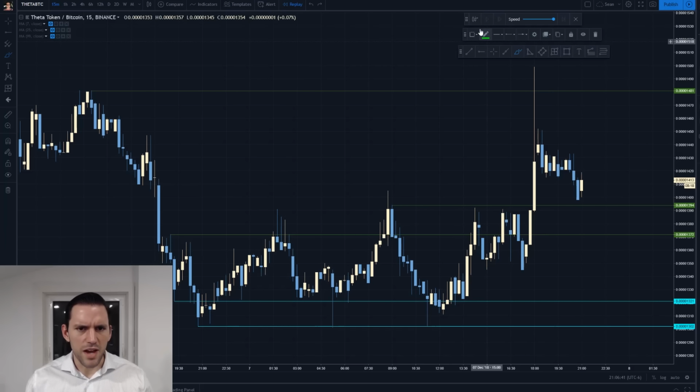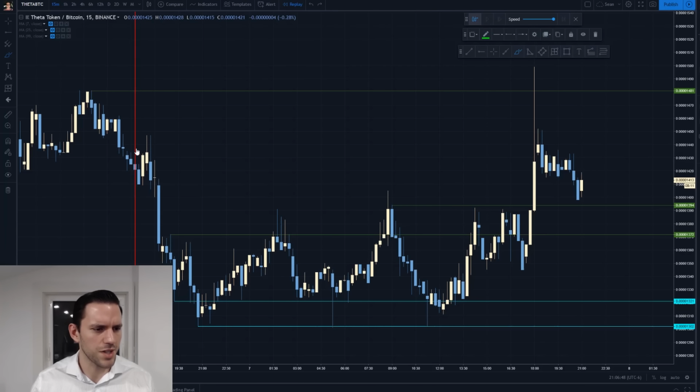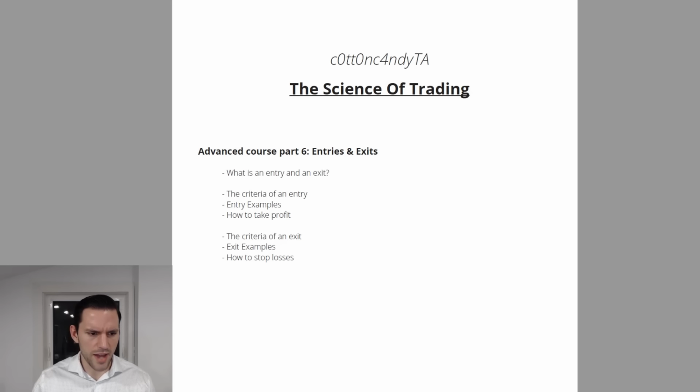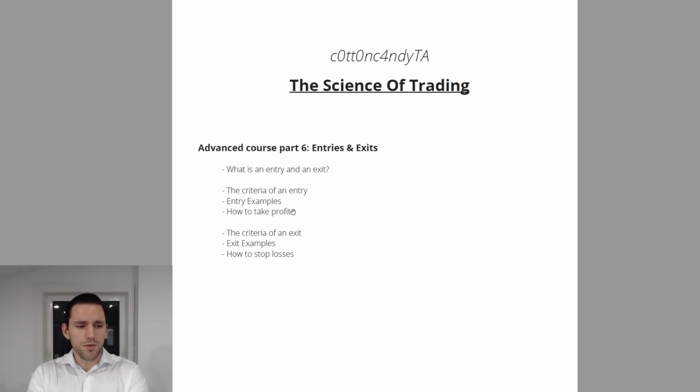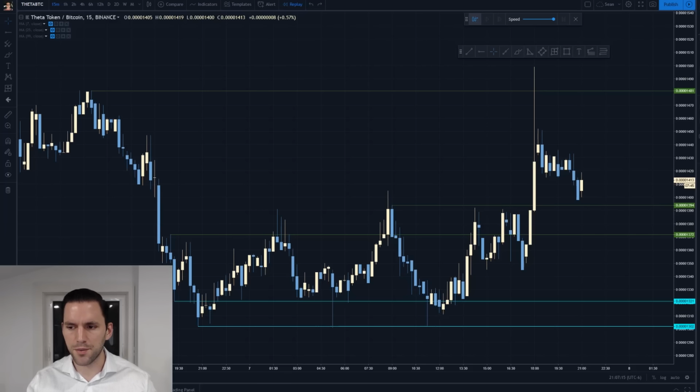So breaking this move down, it becomes pretty simple, and we're going to go through this move step by step for entries and exits, and the defining of the exit. The criteria of an exit and exit examples, and how to stop loss is what we'll talk about after, because we're talking about the final point in the criteria of an entry, because the point of an entry is to exit with profit. After we talk about this move, we will talk about stop losses and where to get out of a trade if you're in it and it's starting to fail, right?